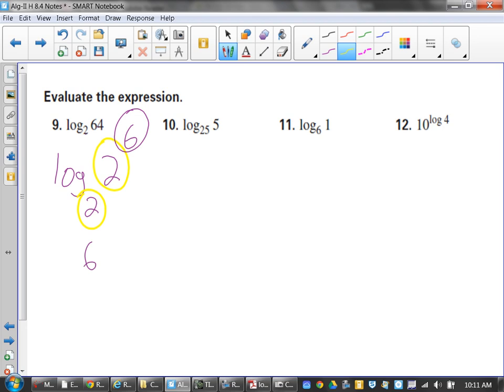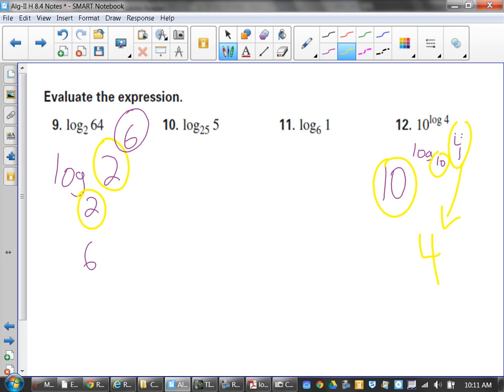And it works going the other way. If it was over here, where it's 10 to the log of 4, what's the base that you don't see? 10. So this is the same thing as 10 to the log base 10 of 4. Since these bases are the same, this drops down, and you get 4. It's just 4, because it goes away.